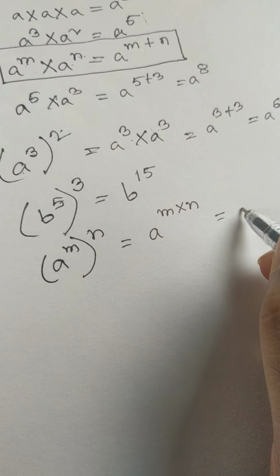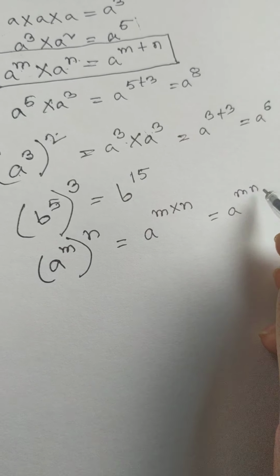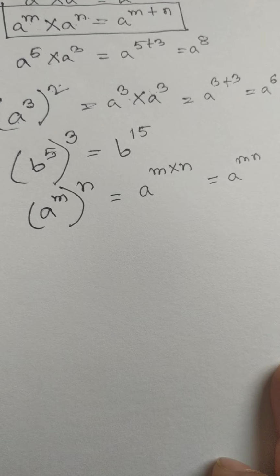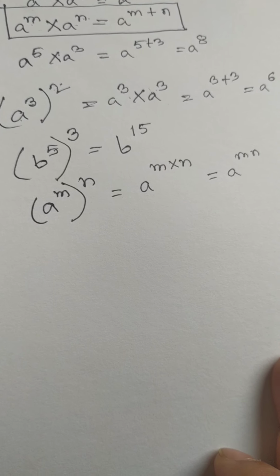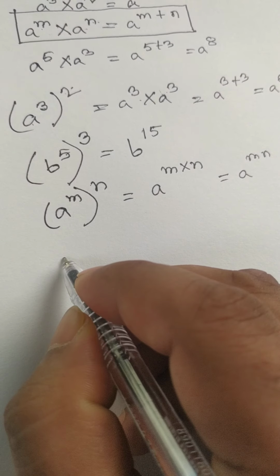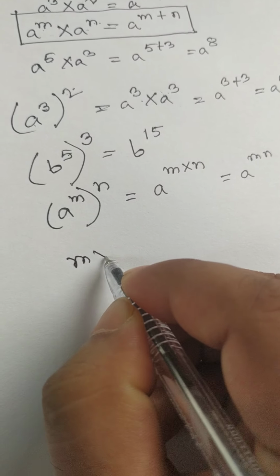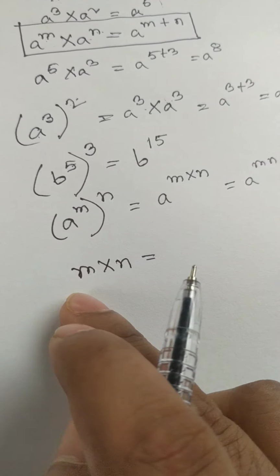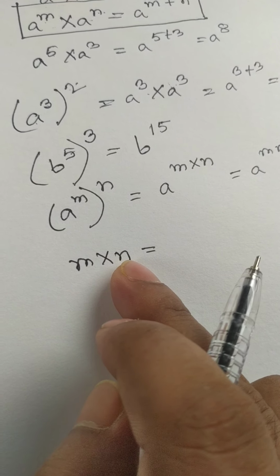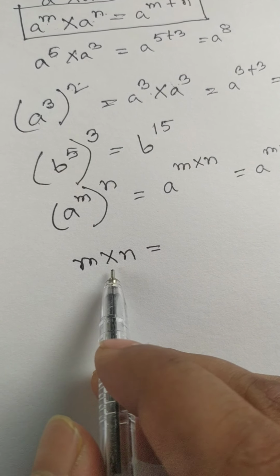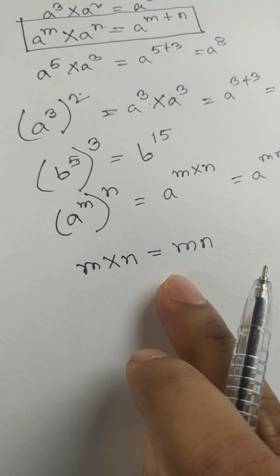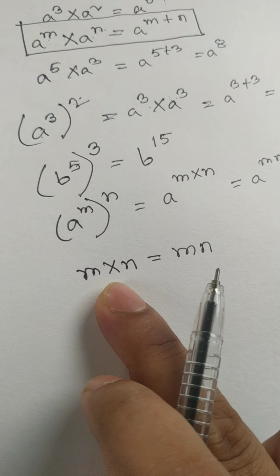So that is a to the power mn. Now remember, in an algebraic expression, when we are multiplying, suppose m into n, we cannot normally multiply m into n, so this stays as it is. I'm just showing you the difference. When you use the multiply sign, you can write them together, mn. mn means m into n.